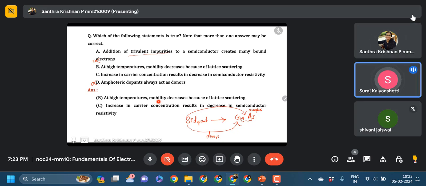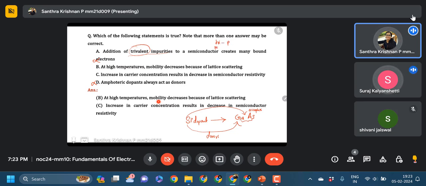I understood the D. Can you just clarify the A part again? Here you're telling that it is a p-type dopant, p-type impurities. Yes, exactly. Trivalent means p-type, pentavalent means n-type. Trivalent is p-type, where the holes increase. Whenever there is a pentavalent impurity, it is an n-type, that is when electrons increase. Okay, got it.